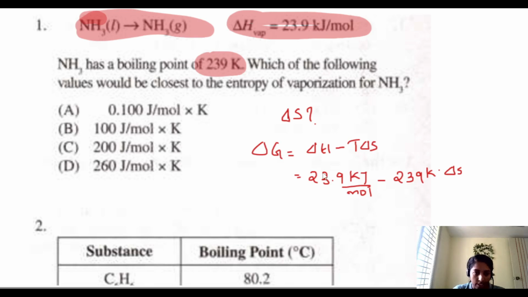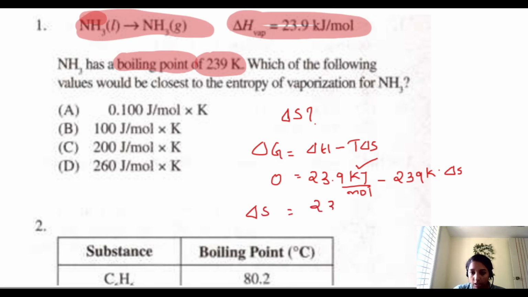They were not given any delta G, but what may it be? See, it's boiling point. They were talking about boiling, vaporization, isn't it? So at any phase transition or any equilibrium state, you can say delta G will be 0. Now what do we need? Just do the math. So delta S you can calculate simply. And also be careful: this is kilojoule and what we need is in joule. So what is delta S then?